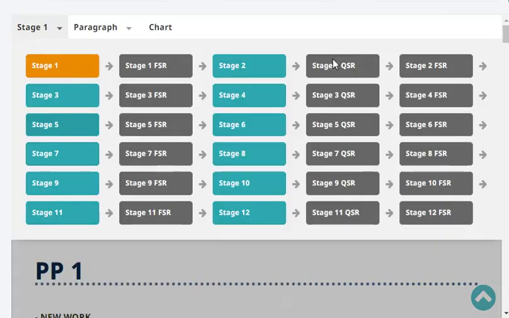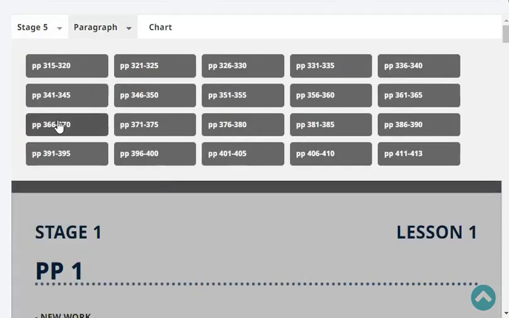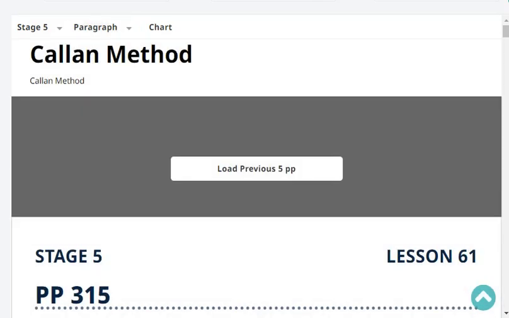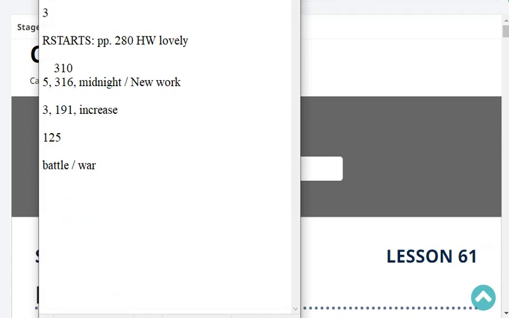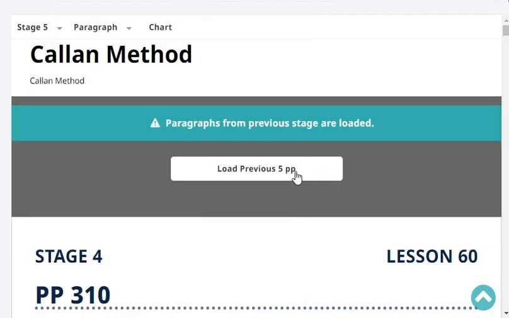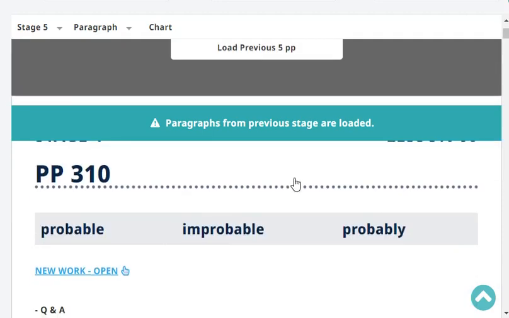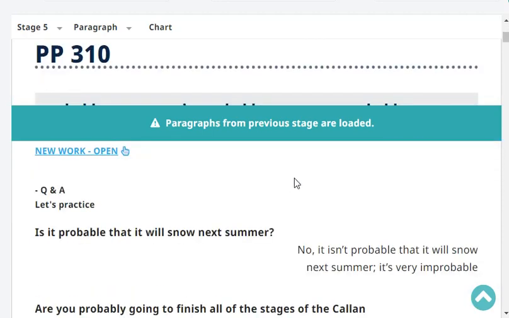Progress report says we are at stage 5, page 316. Oh, just at the beginning. Yes. And the last headword was midnight, new type of lesson. Okay, so let's have our revision ready. Yes. Here we go.